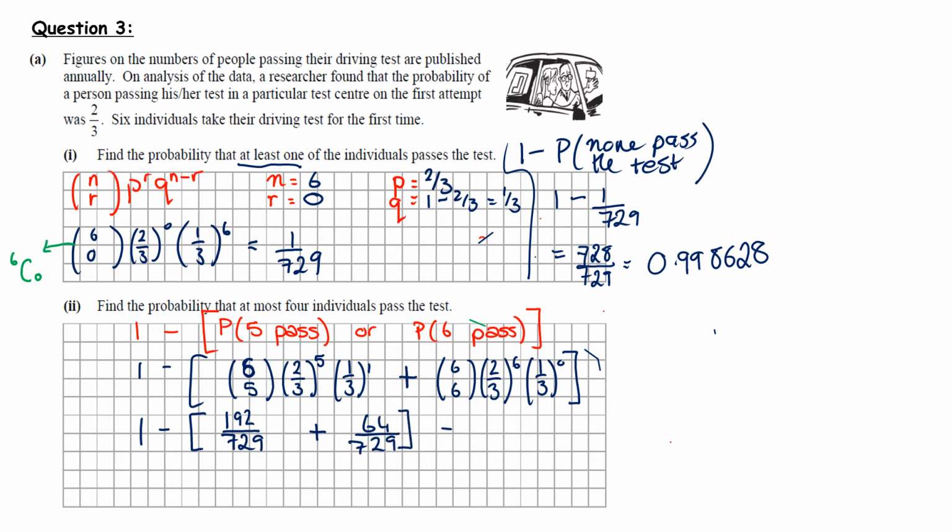So working that out, that should work out as 473 all over 729, and that should equal 0.648834. Again, so we've done Bernoulli twice. You can do Bernoulli 5 times. So it's just about getting really smart.